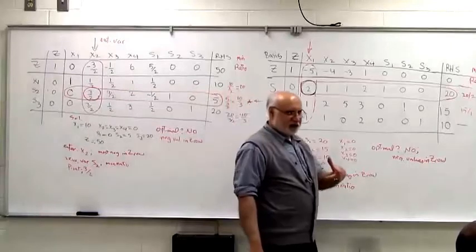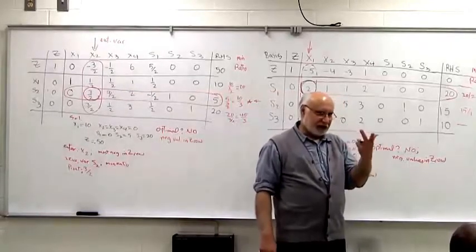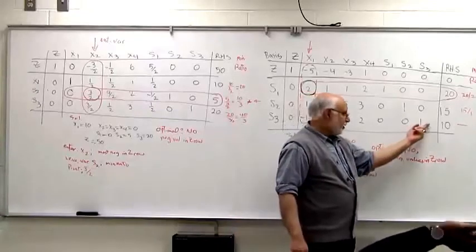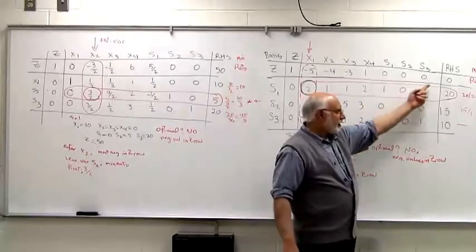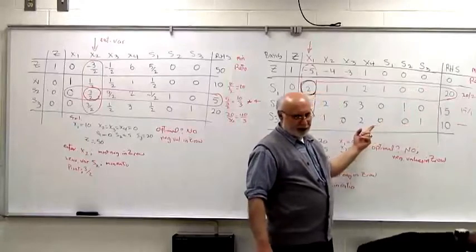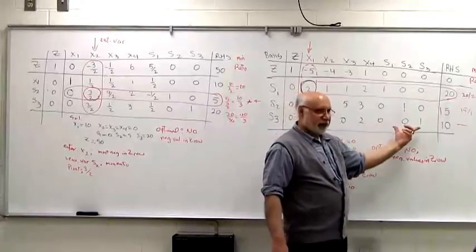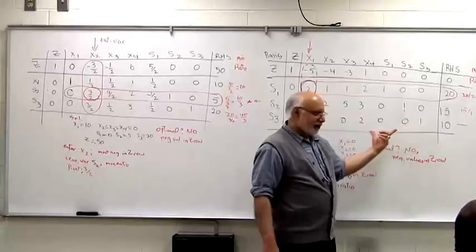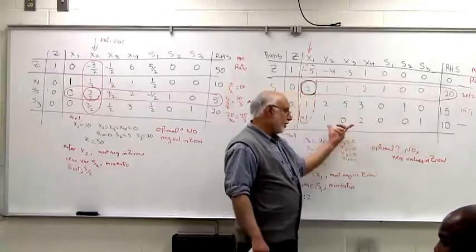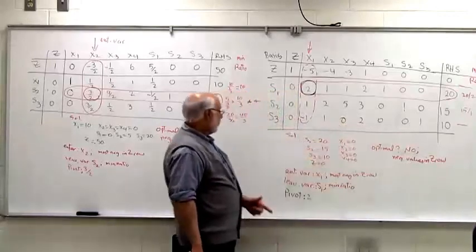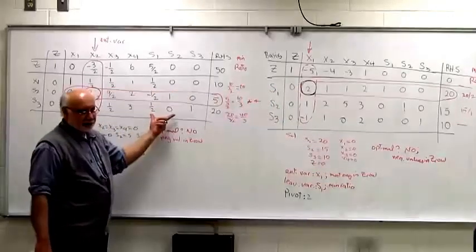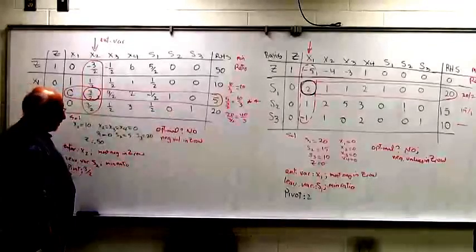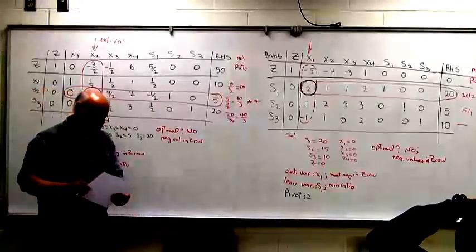What if I invert it? Find the inverse of that. It's another identity matrix. And you look in here, and you have that identity matrix in here. If you multiply that B inverse by your A, in this case it's identity, you get this. Now let's come back here. You have X1, S2, S3.